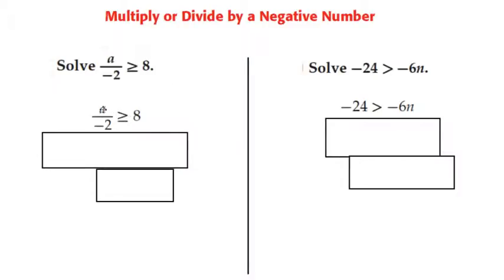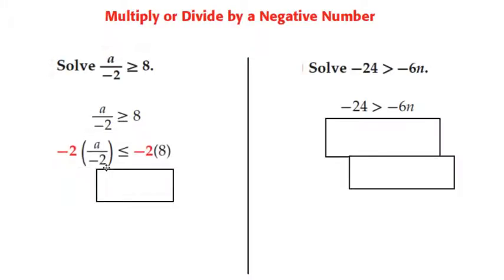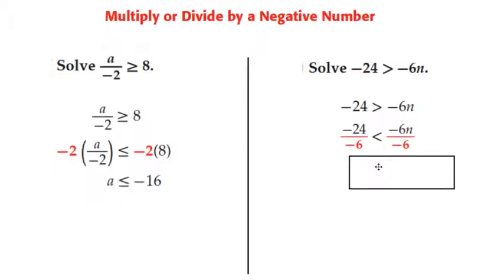So here are some examples. A divided by -2 greater than or equal to 8. We want to get a by itself, so we're going to multiply by -2. So since we're multiplying by a negative number, we will flip the inequality on this one. And we get a is less than or equal to -16. On the right-hand side, we're going to divide by -6. That will flip our inequality the other way. And we have n is greater than 4.